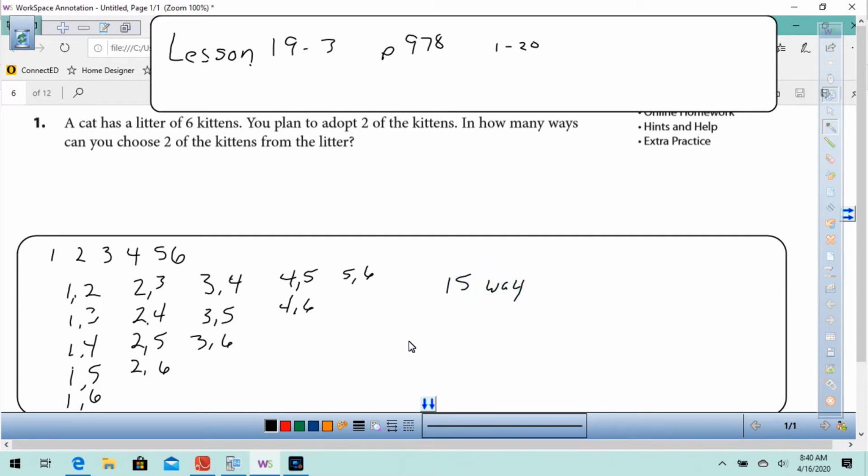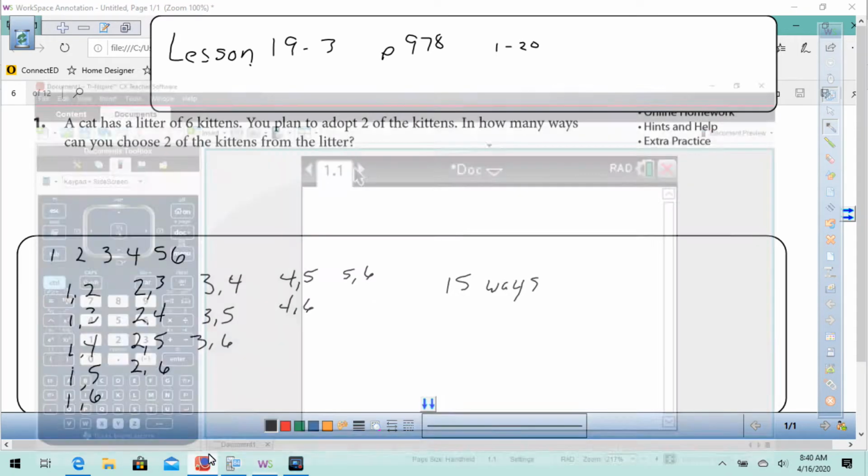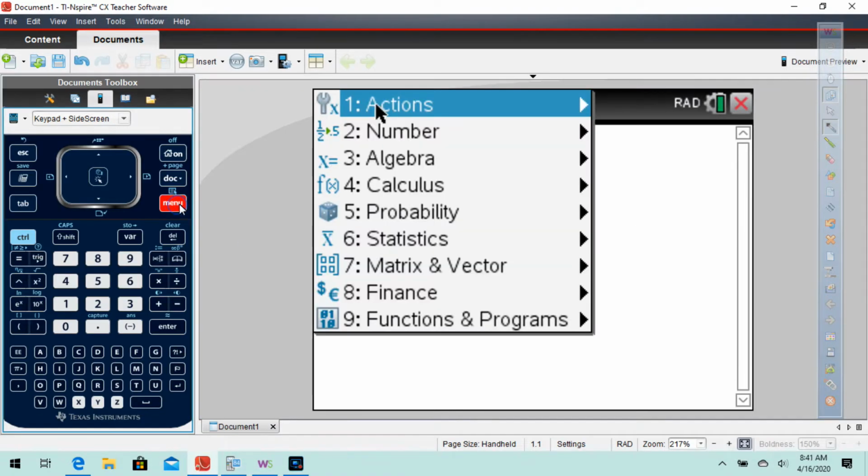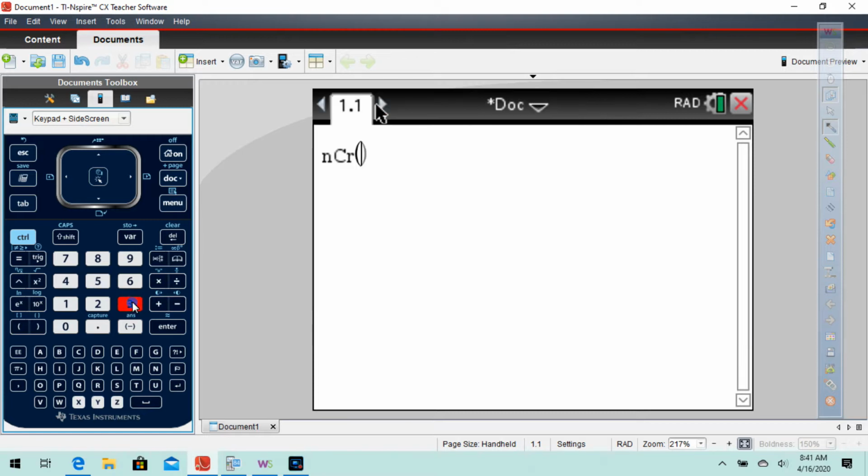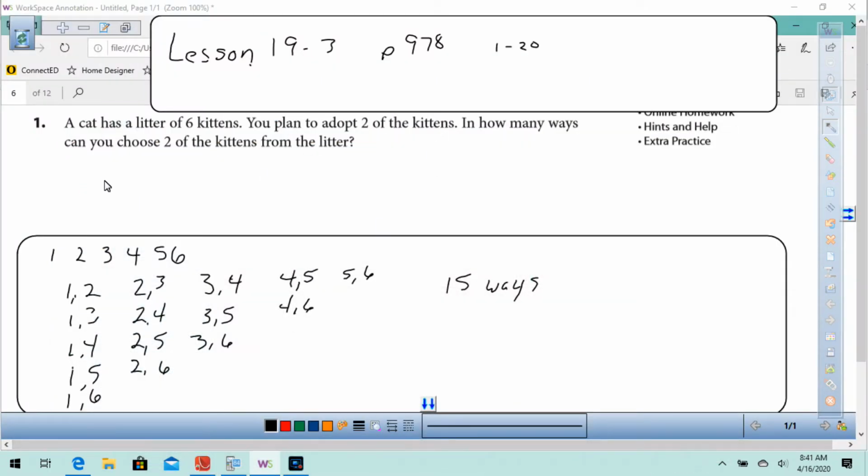I wonder if there's an easier way to do that. Okay, and that would be the combination formula. If you go to your Inspire, we're going to go menu, 5, 3. We got 6 cats, and we're going to choose 2 of them. What do we get? 15. So this is 6 choose 2 equals 15.